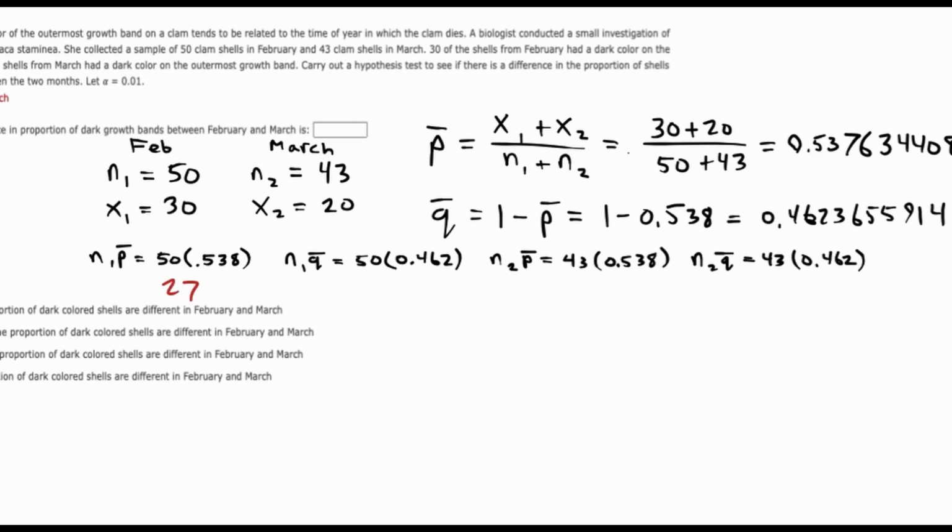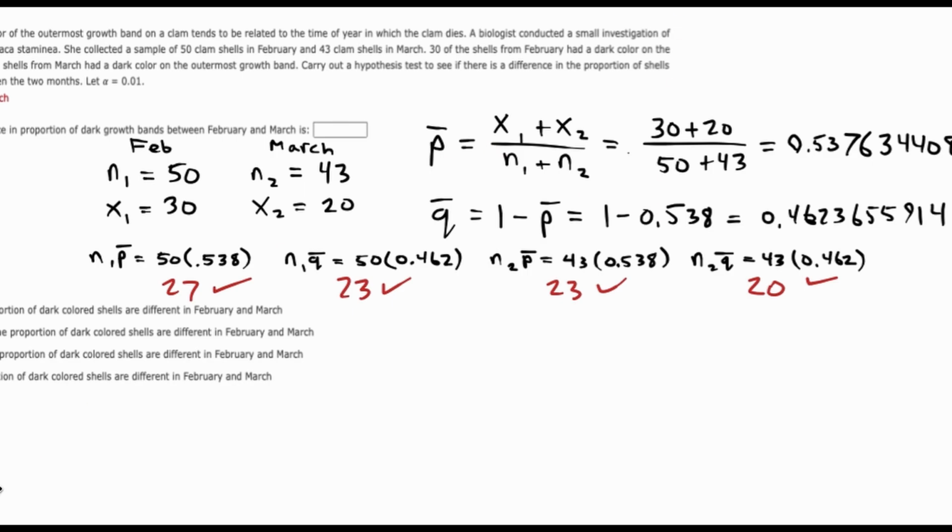27, 23, 23, and 20. So all of these are at least 5. So we can use the sampling distribution and assume it's approximately normal.